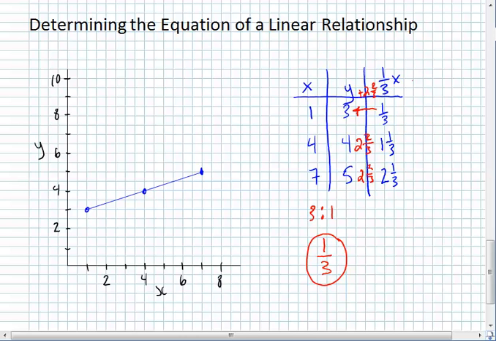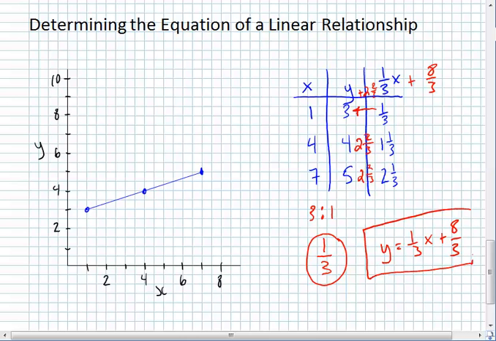And so all I have to do then is take my 1/3 times x and then add 2 and 2/3, sorry, the way I had it written there. Anyways, it's really 8 over 3, same thing. So then I can write my equation: y is equal to 1/3 x plus 2 and 2/3, or plus 8 over 3, same thing.